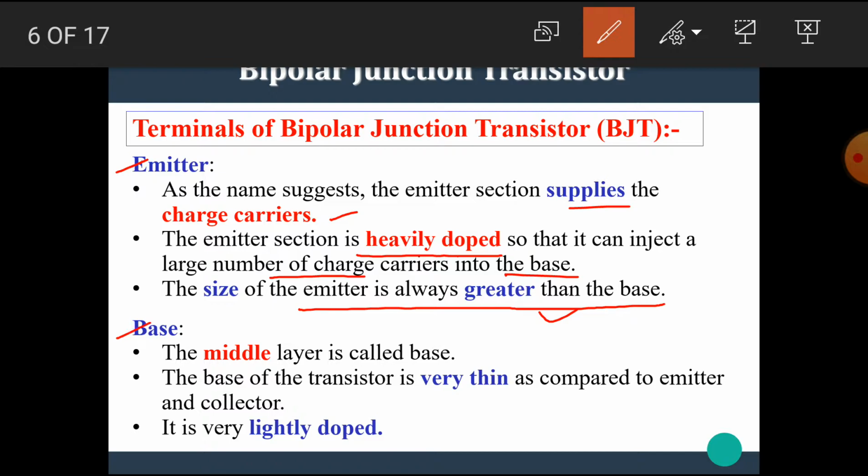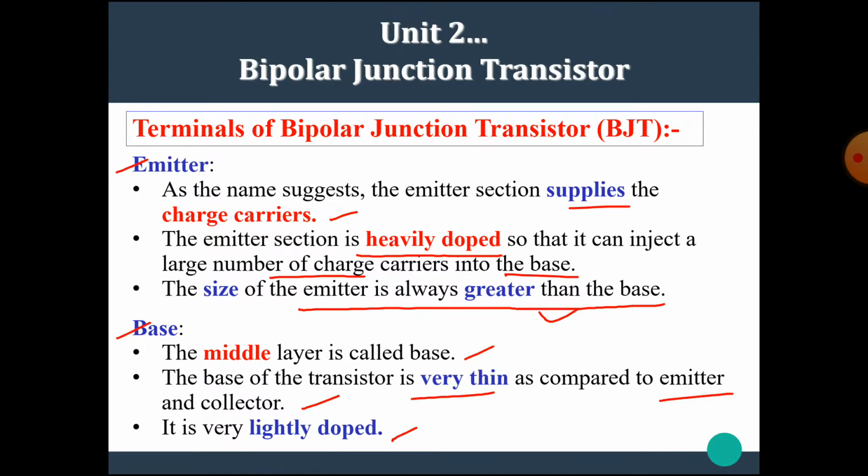The next terminal is base. The middle layer is called base. The base of the transistor is very thin as compared to the emitter and collector, and it is very lightly doped. That means base is the area which has the smaller area than emitter and collector, and it is very lightly doped.